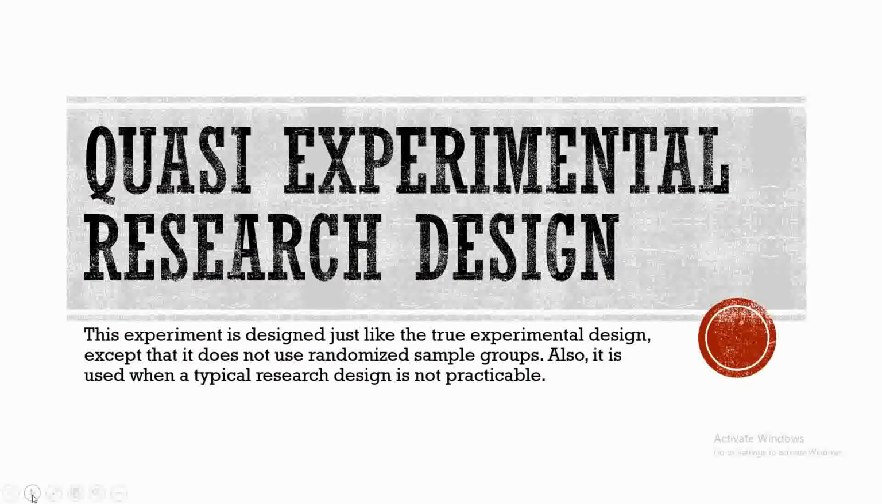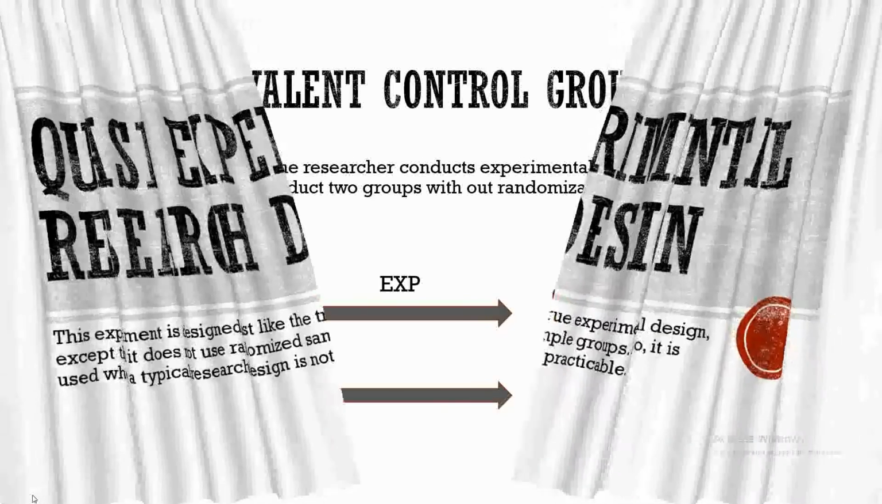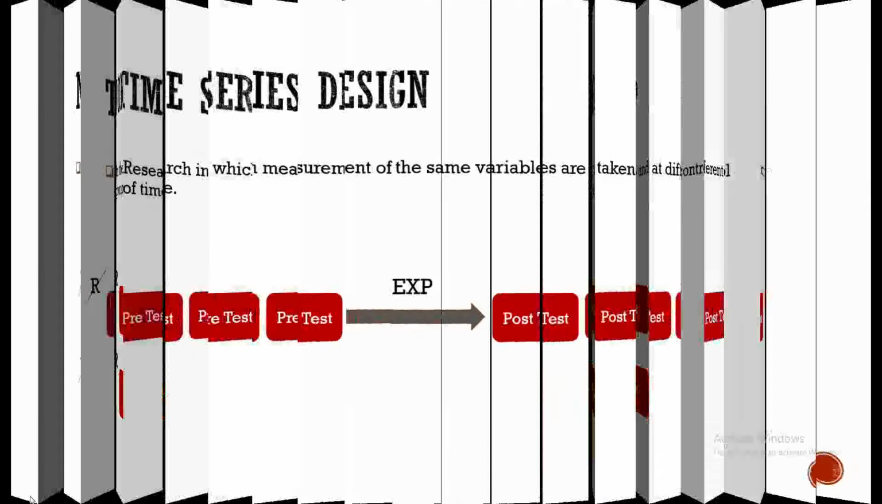Second type of experimental research design is quasi-experimental research design. It is just like the true experimental design, except that it does not use randomization, and such type is used when a typical research design is not practicable. The quasi-experimental design is further classified into three types. The first one is non-equivalent control group. In these experiments, the researcher conducts experimental group and control group, whereas the researcher conducts two groups without randomization. As we can see in the figure, randomization is crossed.